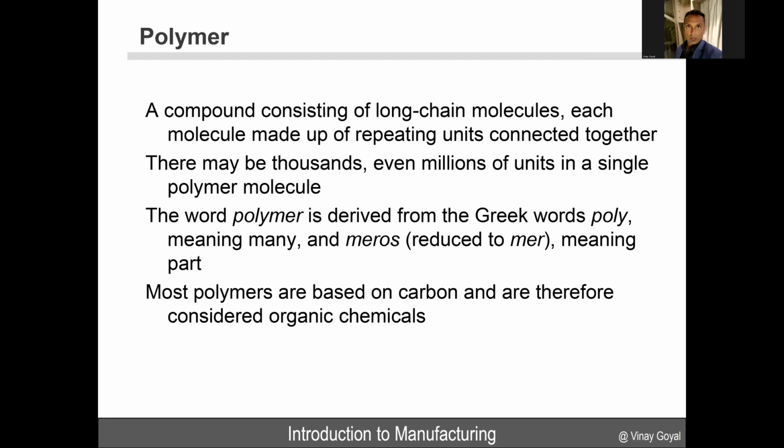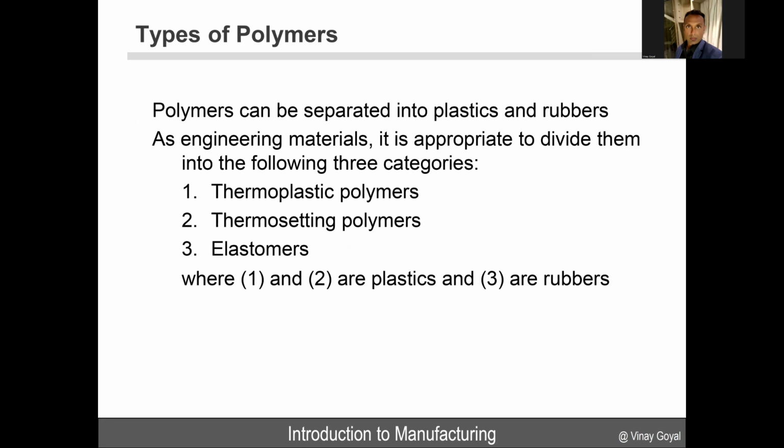If you look at the word polymer, it is derived from the Greek word poly, which means many, and the word meros, which reduces to mer, meaning part. Most polymers are based on carbon and are therefore considered organic chemicals. So what are the types of polymers that exist?